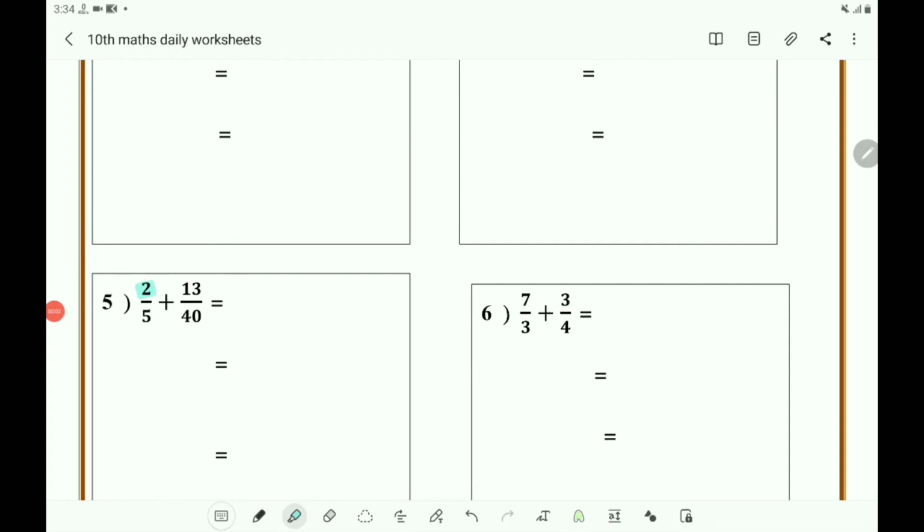Next, the fifth one, 2 by 5 plus 13 by 40. Here also get the LCM of 5 and 40. Here you can observe that 40 is a multiple of 5, so 40 becomes the LCM.